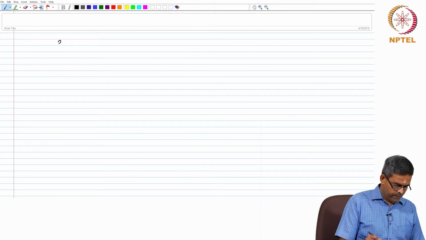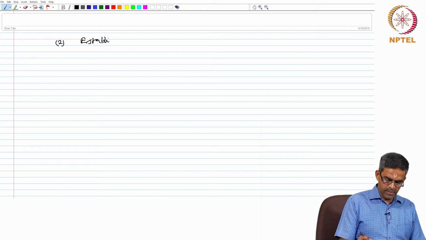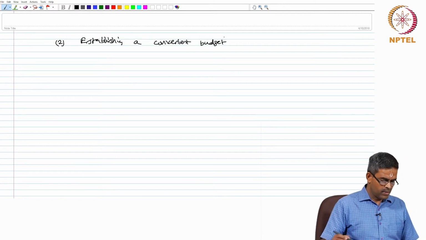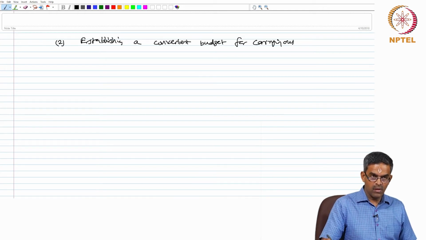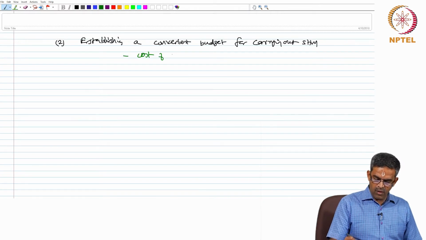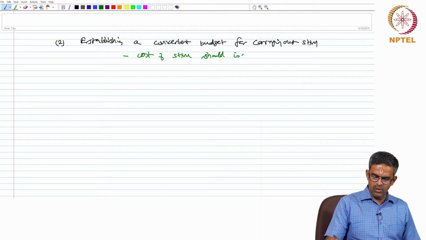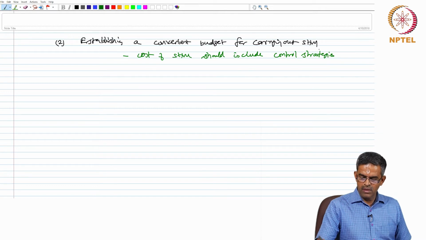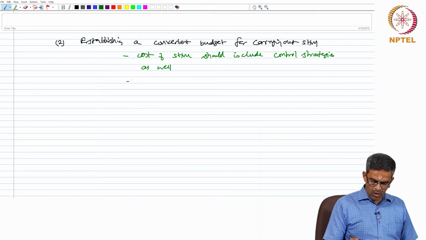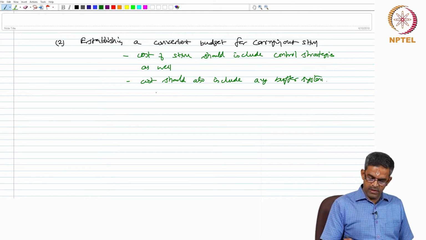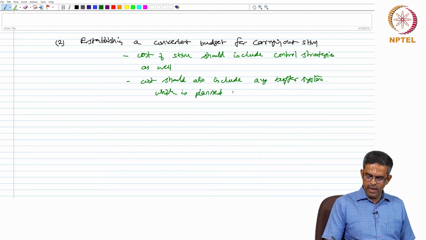The second activity could be establishing a convenient budget for carrying out structural health monitoring. As I said, the cost of SHM should include control strategies as well. Cost should also include any buffer system which is planned as a standby.